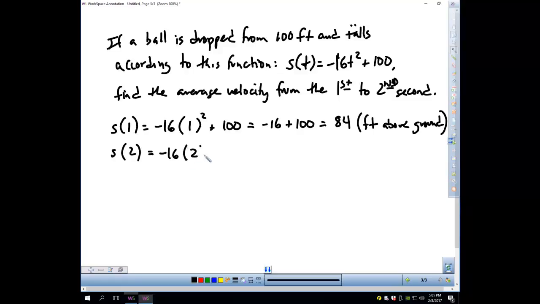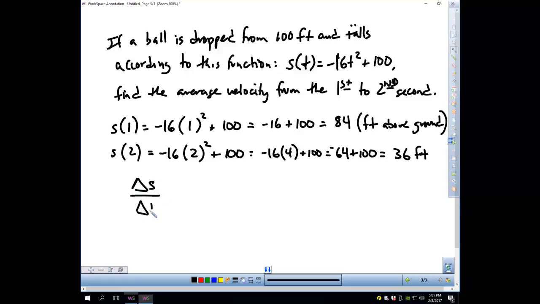And then I'm going to plug in 2. As I plug in 2, I've got a little bit more work to do. I've got to square my 2, and multiply that by negative 16. So negative 64 plus 100 is going to give me 36. So it's 36 feet above the ground at that point. So you can see that ball has dropped approximately 50 feet or so. So my change in s would be 84 minus 36.